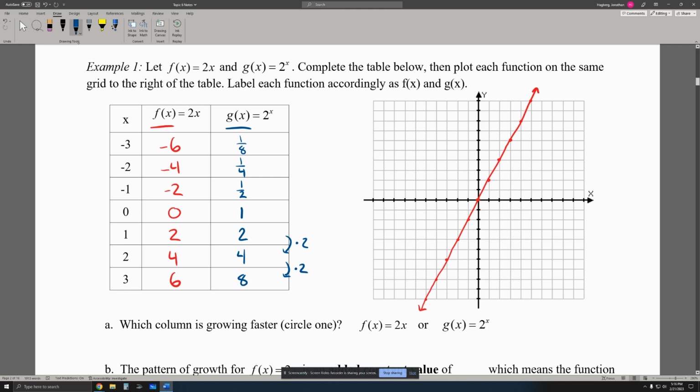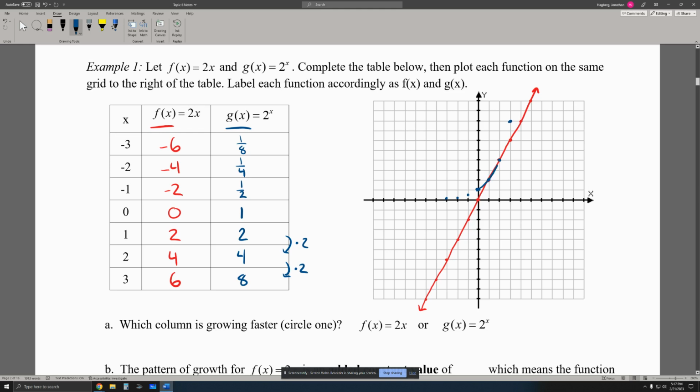If we were to plot these values on the grid to the right, well, we have a y-intercept of (0, 1). We have (1, 2), which is the point they have in common. We have (2, 4), another point they have in common. We have (3, 8). And then in the negative x, we have (-1, 1/2), (-2, 1/4), and (-3, 1/8). If you were to continue, you would have (-4, 1/16), (-5, 1/32), and so on.